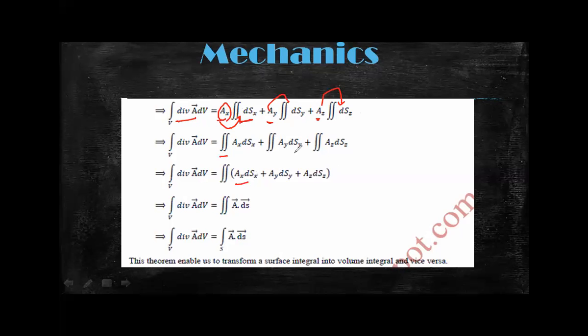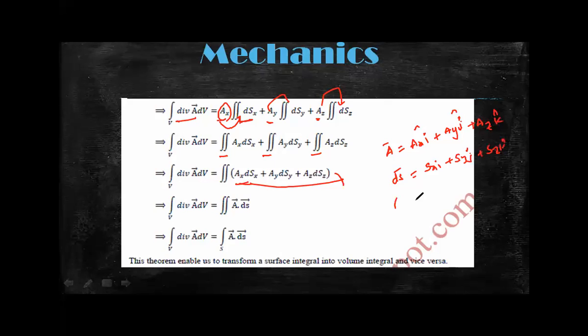Then after that, you can write it as an integral common. Two integrals are all the same, so I'm taking the integral common: Ax dSx, Ay dSy, Az dSz. Then again, how can I write this one? Tell me. I have a vector like Ax i plus Ay j plus Az k. Then I have a vector like dS vector too: dSx i, dSy j, dSz k. So when I do the dot product of this, what am I going to get? Tell me.